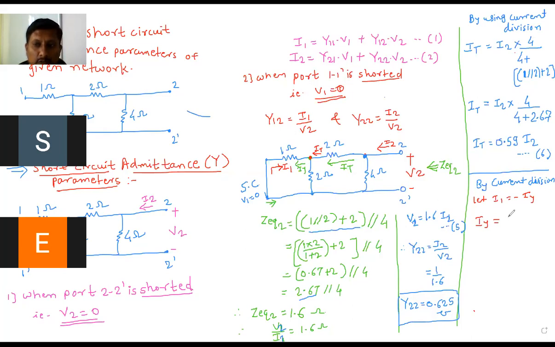So IY is equal to total current IT into opposite branch resistance. 1 च्या opposite कुठला आहे, 2 आहे. That you can write, 2 divided by 2 plus as it is. So IY is flowing through only 1 ohm, that you can write here 1. So IT into 2 by 3. 2 by 3 into IT, that is equal to what? IY is replaced by minus I1, that I will write. So this is equation number 7.